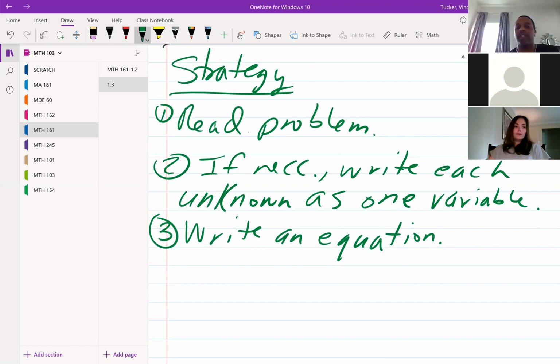If necessary, write each unknown in terms of one variable. Sorry about that. In terms of one variable. So you want to write each unknown in terms of one variable. And you'll see what I mean in a second.